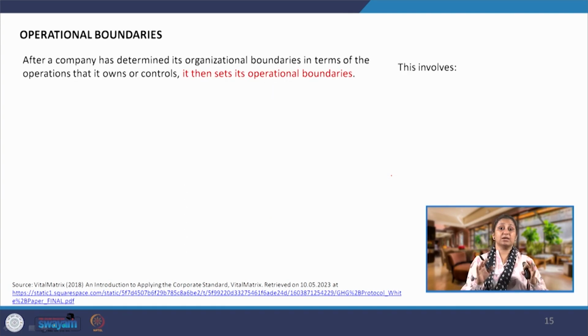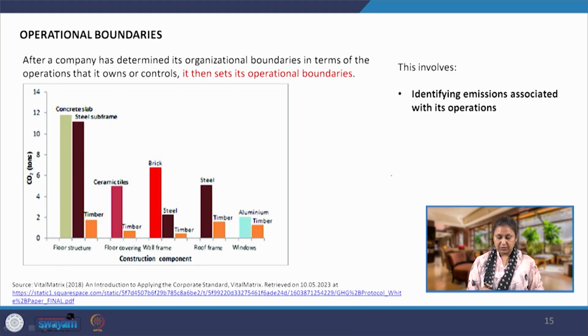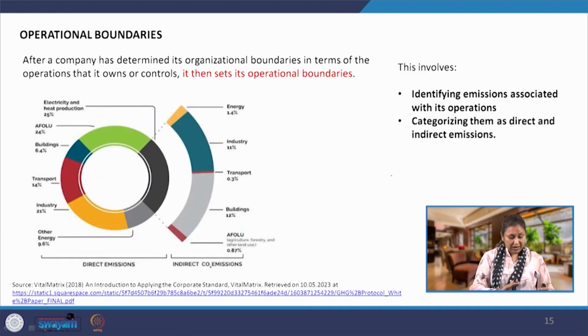Once we have defined the organizational boundary, which kind of includes everything, we have to set its operational boundaries. For example, if we are talking about, say, a developer company, a construction company, we have to know where and how much is actually going in operations and which particular activity. So, for a construction company it could be individual components, for example windows, how much is going in windows, or roof, or walls. It could be different for different companies. So, we have to know where exactly the emission is happening from, direct and indirect.